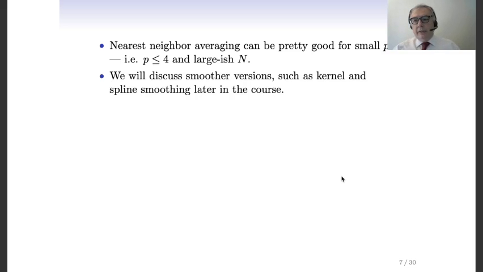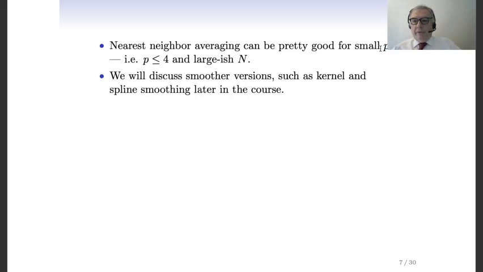But recall that this is a very simple problem, because in this problem we just have one feature variable and one target. So this is really a simple one. And so there is a warning that this nearest neighbor averaging, which is very intuitive, very simple, can be pretty good for small p. What is p? p is the number of predictors.